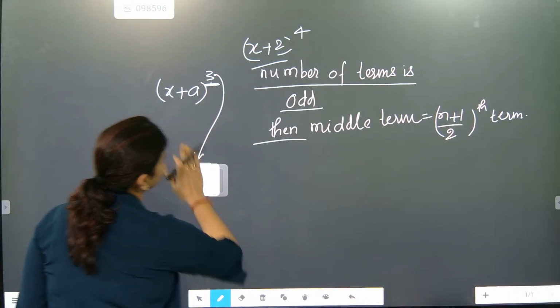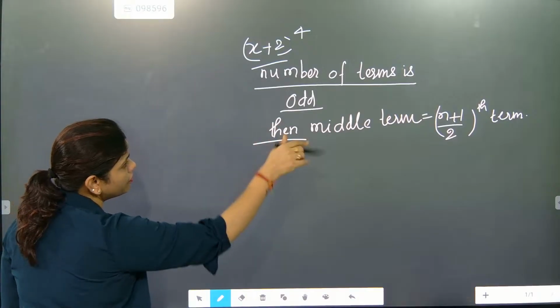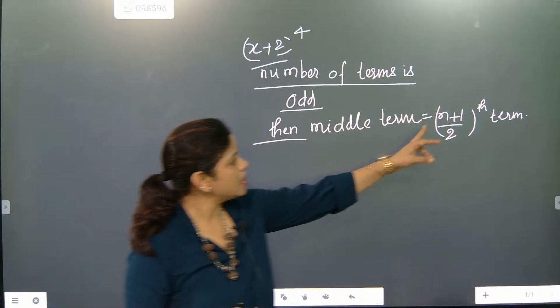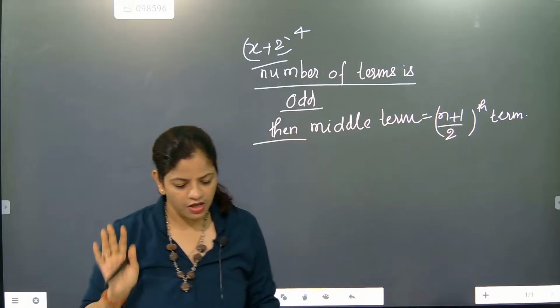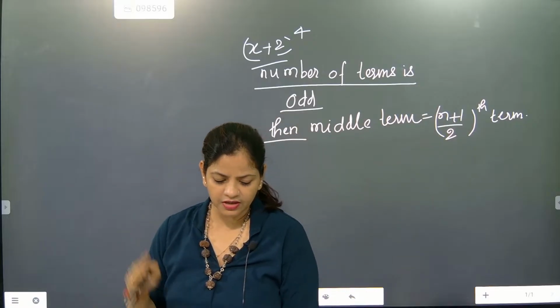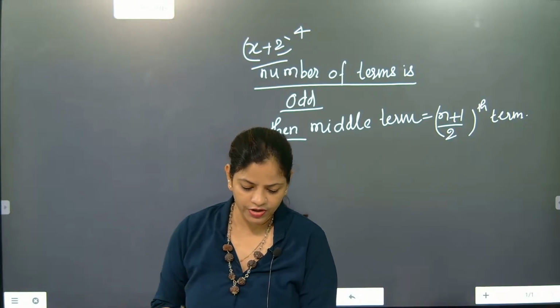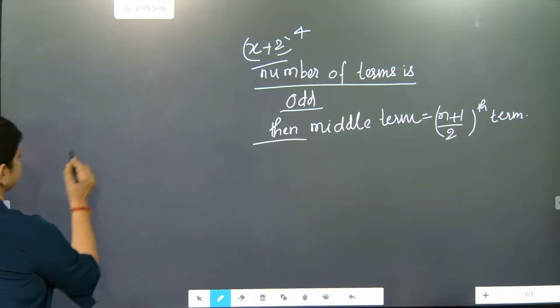So I do directly for number of terms. Number of terms coming means middle term will come like that. Look here, (n+1)/2 th term. But here when even will be there, then how to find? Odd will be there, then how to find? One time we are going to write. Okay, so now look here.